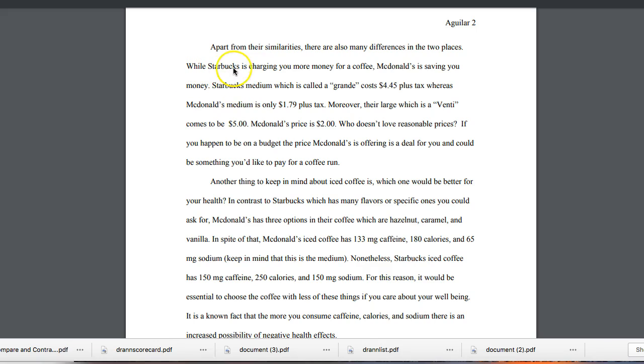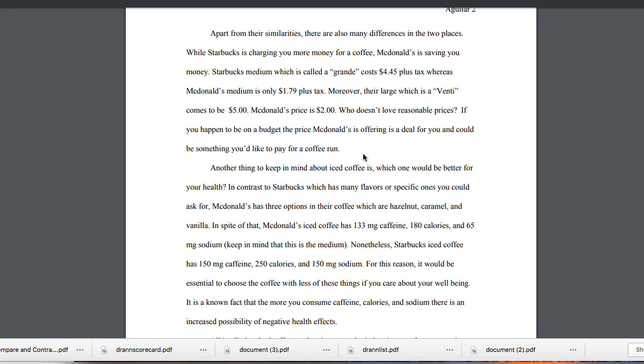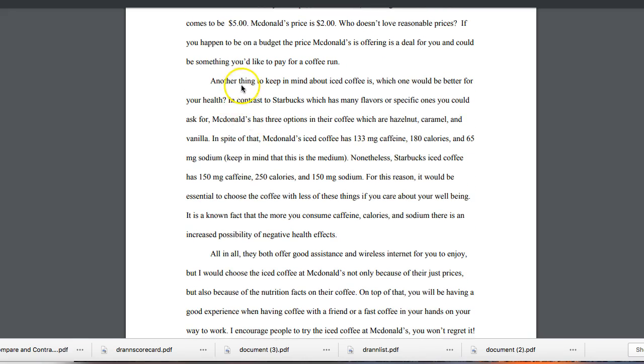She says, while Starbucks is charging you more, McDonald's is saving you money. So this is another well-balanced statement that shows both sides. Words like moreover also help the reader move along with the information. If you look at the second paragraph, she says, another thing to keep in mind about iced coffee is which one would be better for your health.